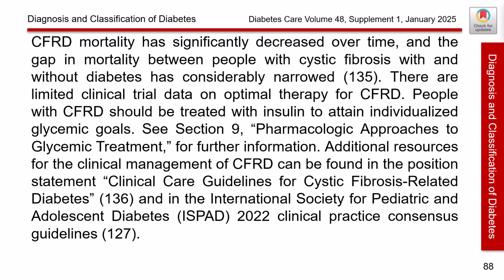There are limited clinical trial data on optimal therapy for cystic fibrosis-related diabetes. People with cystic fibrosis-related diabetes should be treated with insulin to attain individualized glycemic goals. See Section 9, Pharmacologic Approaches to Glycemic Treatment, for further information. Additional resources for the clinical management of cystic fibrosis-related diabetes can be found in the Position Statement, Clinical Care Guidelines for Cystic Fibrosis-Related Diabetes, and in the International Society for Pediatric and Adolescent Diabetes 2022 Clinical Practice Consensus Guidelines.